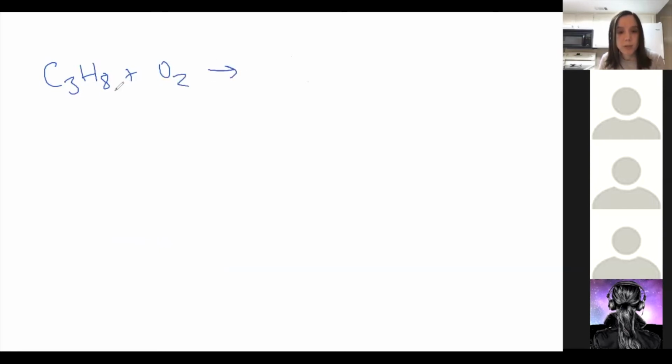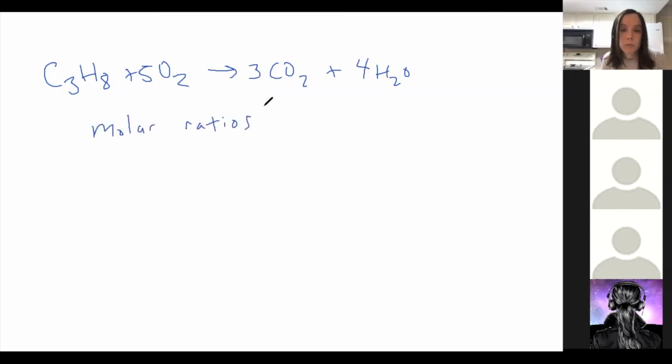So yesterday we looked at this reaction with propane and oxygen. So C3H8 plus O2 gives us CO2 and H2O. We would balance that. I have my book really fast. So we would have 5 O2s right here, 3 CO2s, and 4 H2Os. So today I'll ask you to just get molar ratios. And we would relate everything in this reaction.